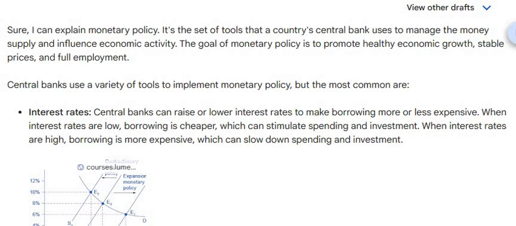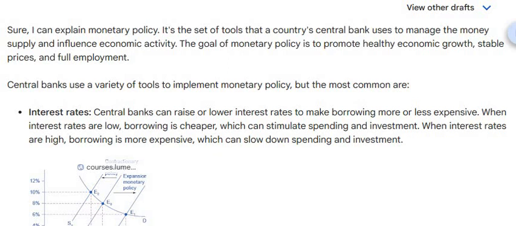manage the money supply and influence economic activity. The goal of monetary policy is to promote healthy economic growth, stable prices, and full employment. Central banks use a variety of tools to implement monetary policy, but the most common are interest rates.